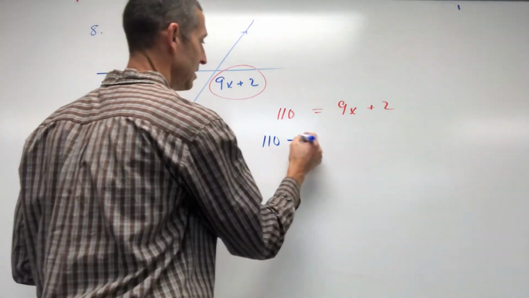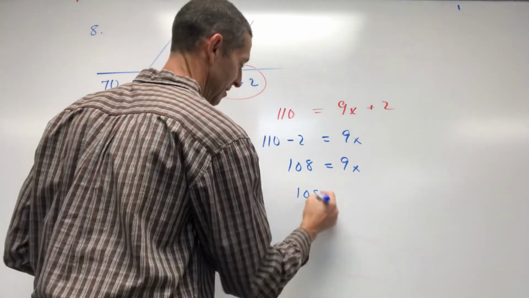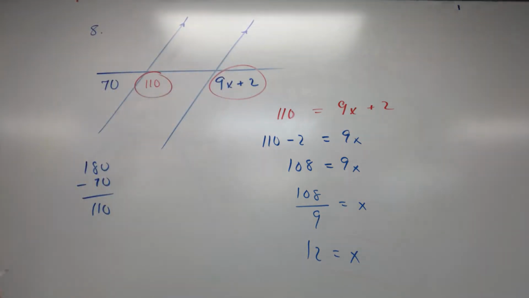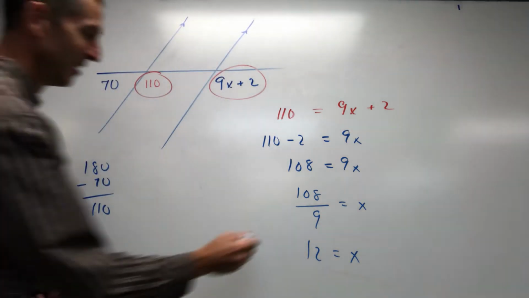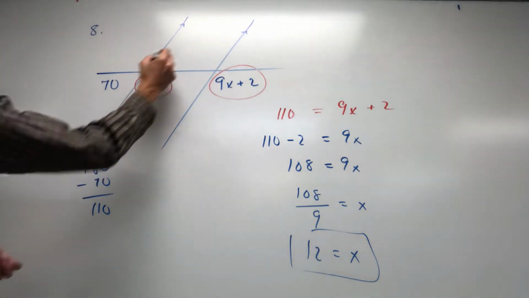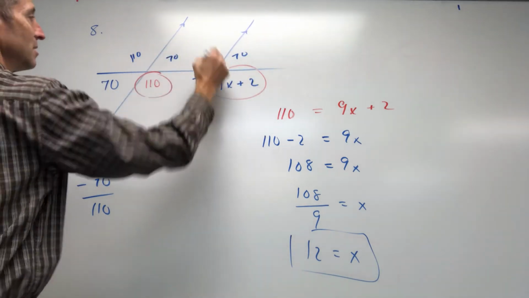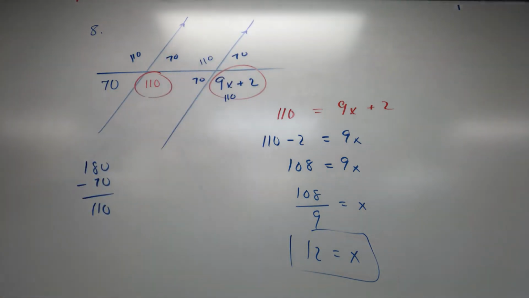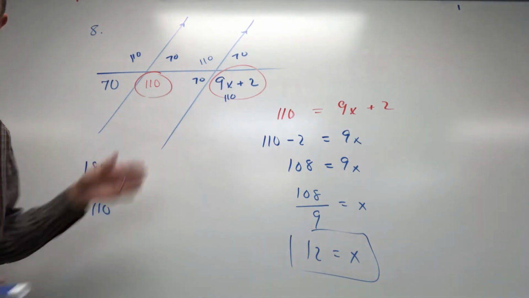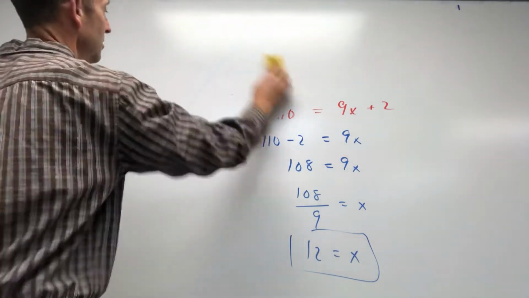What do we have here? 110 minus 2 equals 9x. And so you solve for x, feeling pretty good. You've already got your angles. Here's 70, 70, 70, 70, 110, 110, 110. So they say solve for x, get your angles. You're like, done and done. Digging these problems.